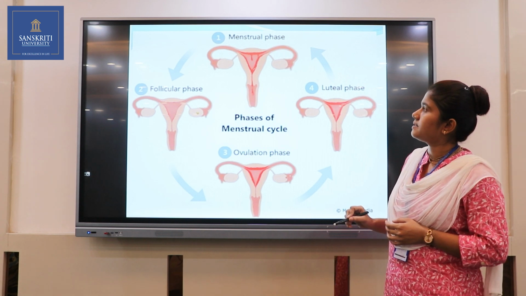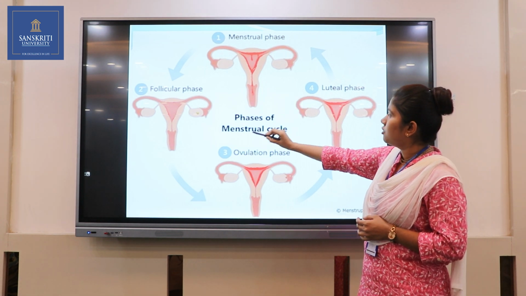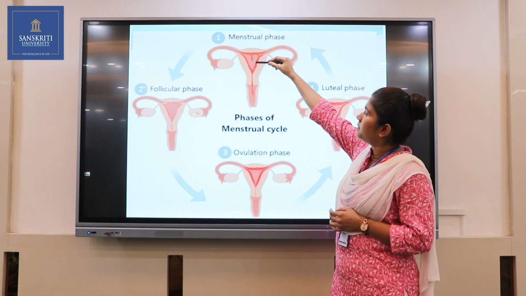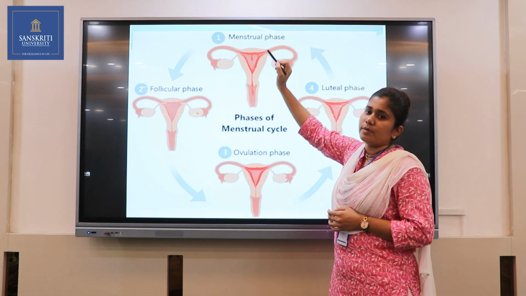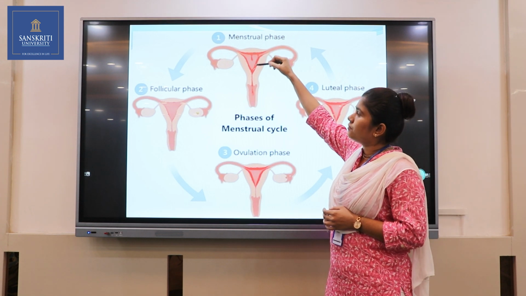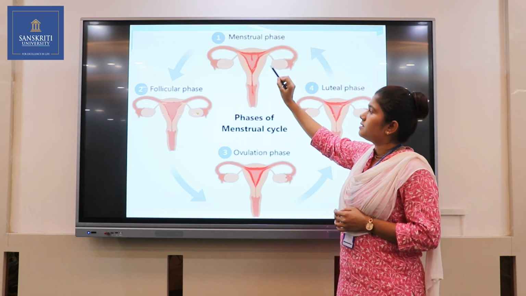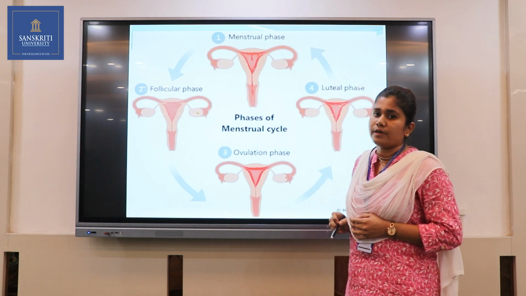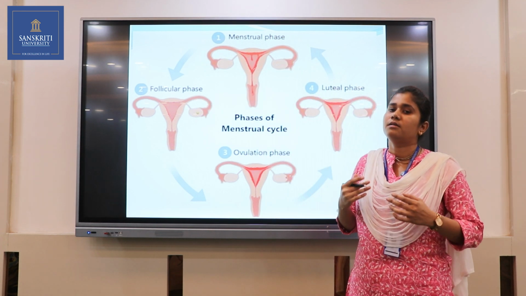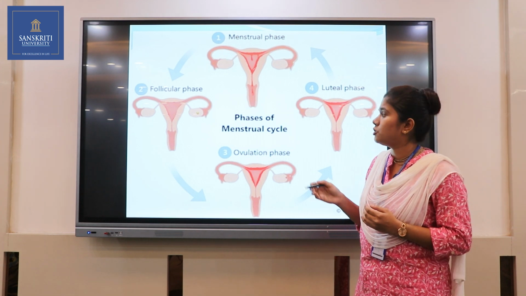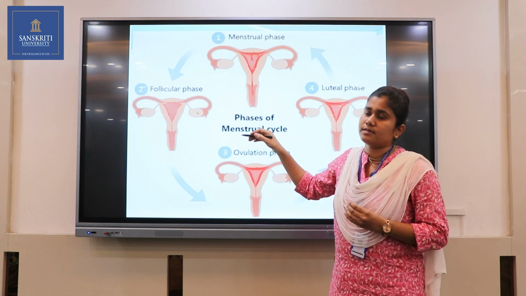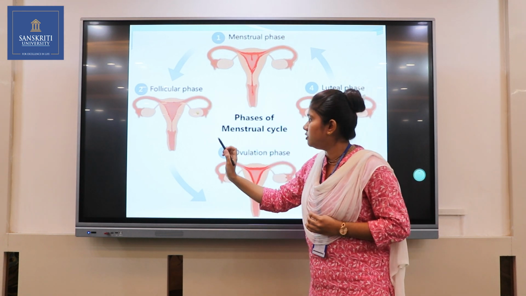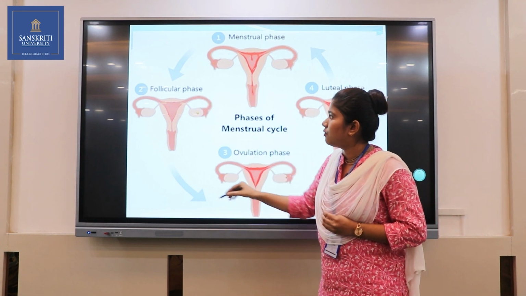Then this is the menstrual cycle. You can see these are the phases of the menstrual cycle. The first one is the menstrual phase. Here the bleeding occurs. You can see this is the endometrium layer. This is the shedding of the endometrium layer. This phase remains for 1 to 5 days. Then after this phase, it goes to the follicular phase. In this phase, the maturation of the follicles occurs. This phase takes place in the ovaries.